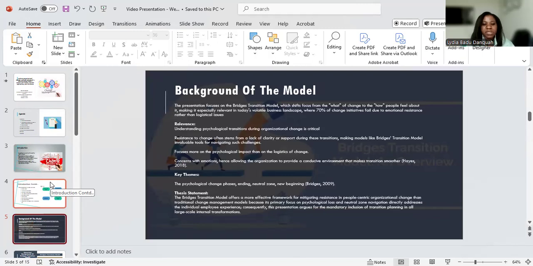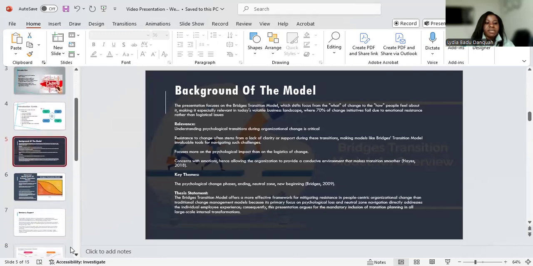And the thesis statement of this model is that the Bridges transition model offers a more effective framework for mitigating resistance in people-centric organizational change than traditional change management models, because it primarily focuses on psychological loss and neutral zone navigation, directly addressing individual employees' experiences. Consequently, this presentation argues for the mandatory inclusion of transition planning in all large-scale internal transformations.